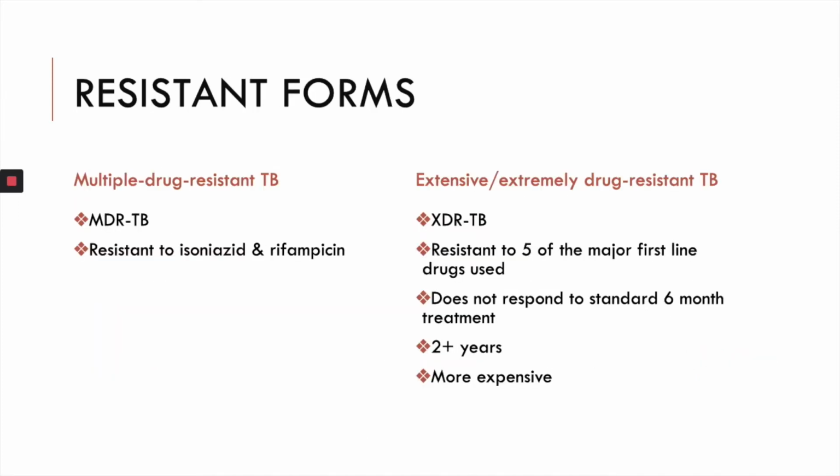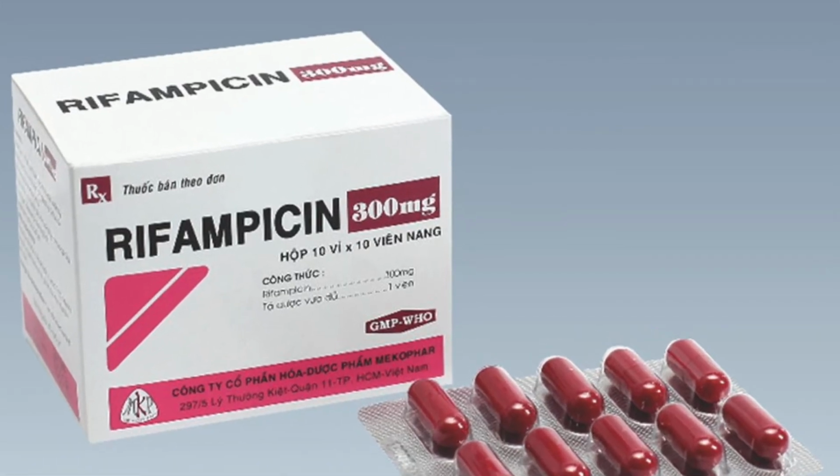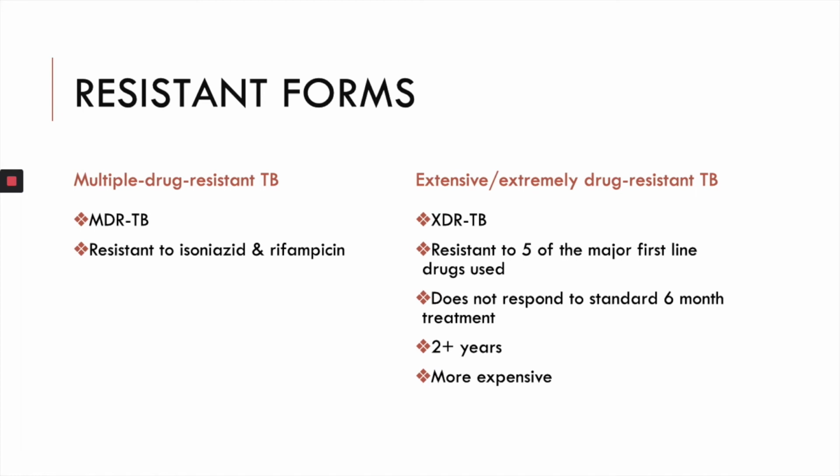There are two types of resistant forms of tuberculosis. You have multiple drug-resistant TB and extensive or extremely drug-resistant TB. Multiple drug-resistant TB, also known as MDR-TB, is only resistant to the antibiotics isoniazid and rifampicin. But if it is extensive or extremely drug-resistant, it is resistant to 5 of the drugs that are used, and it does not respond to the standard 6-month treatment of tuberculosis. This one might have to go on for 2 or more years, therefore making it more expensive than the regular type of infection and the multiple drug-resistant infection.